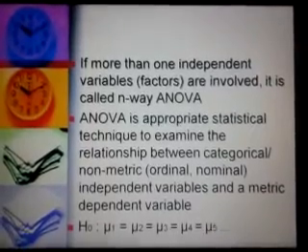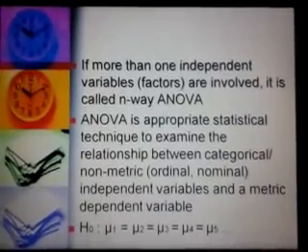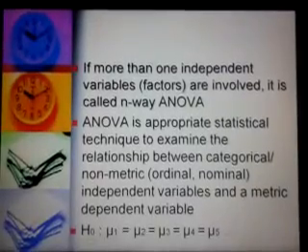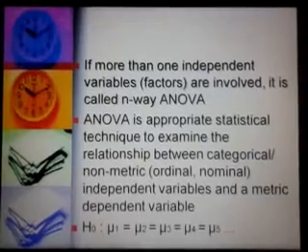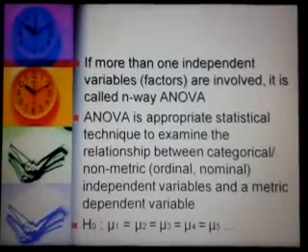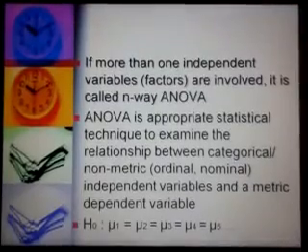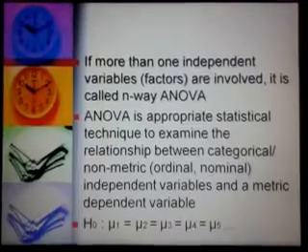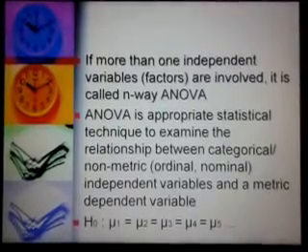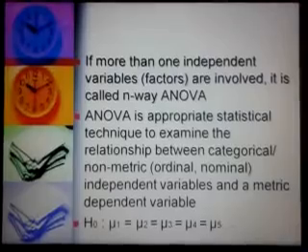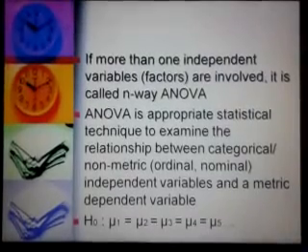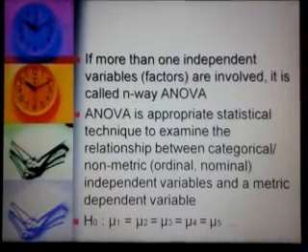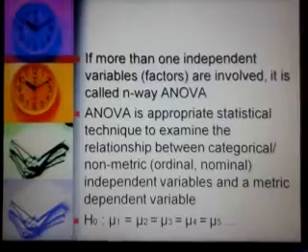So first we need to understand what are categorical or non-metric variables and what are metric or non-categorical variables. Categorical or non-metric variables are ordinal and nominal scale variables, and metric or non-categorical variables are ratio and interval scale variables. I would explain once again. Categorical or non-metric variables are variables in ordinal and nominal scale, and metric or non-categorical variables are variables in ratio or interval scale.